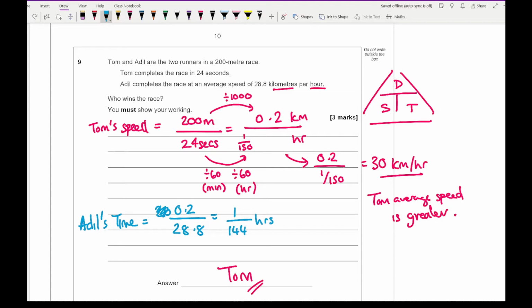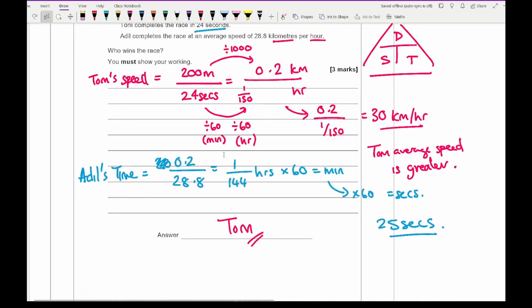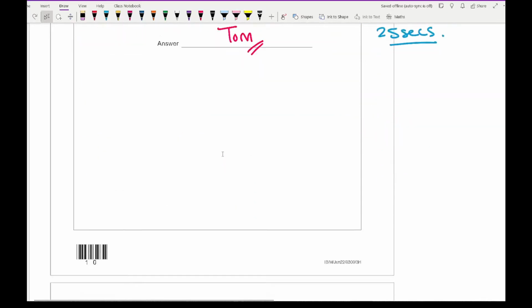So then if I multiply that by 60 to give me minutes, multiply that by 60 again. So this times by 60 equals minutes, times that by 60 equals seconds. And on the calculator I get 25 seconds. So again, Tom would win because he completes it in 24 seconds and Ardil completes it in 25 seconds. So any of those types of working out would have been absolutely fine.